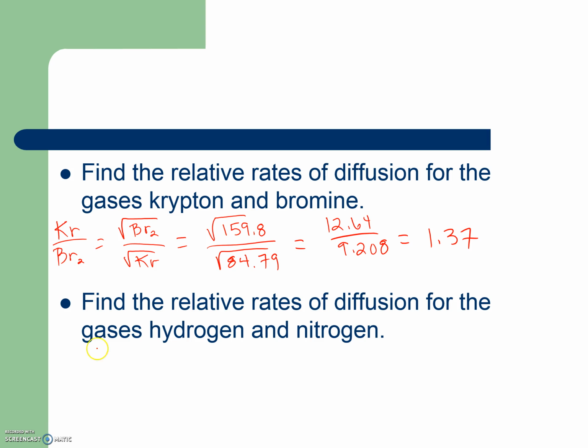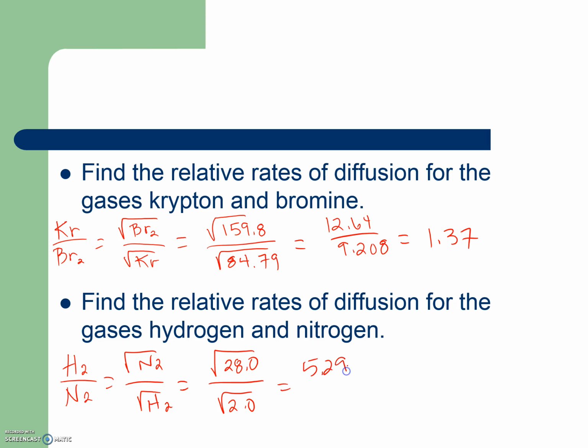If we want to look at hydrogen and nitrogen, H2 and N2 is equal to the square root of N2 over the square root of H2, which is N2 is 14, so 2 of them is 28. H is 1, so that's 2. It ends up as 5.292 over 1.414, which gives us 3.74, which means that hydrogen diffuses 3.74 times faster than nitrogen. It's the smaller molecule, so it'll diffuse much faster.